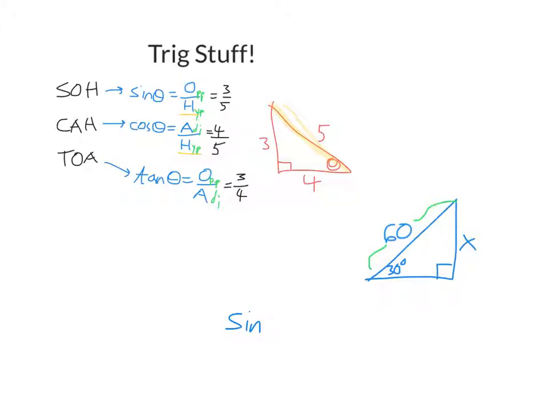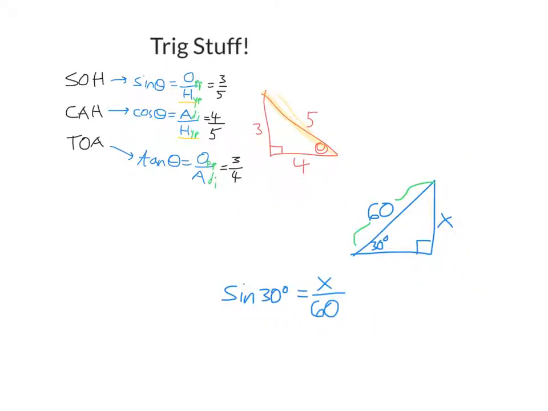You set up an equation where it's sine of 30, because it's always sine of an angle. Now, to be clear, that's not sine times 30, that's sine of 30. And that equals opposite over hypotenuse, it's x over 60. And what's awesome is you could use your calculator to figure out what sine of 30 is and kind of take it from there, and you could actually solve for x. Okay, so the calculator is very helpful when you're doing trigonometry.